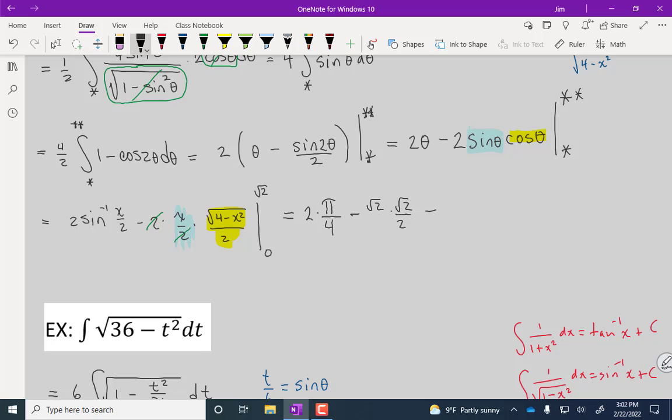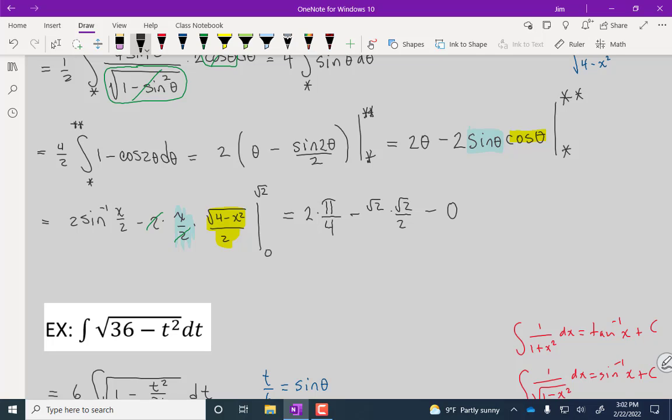And then how about inverse sine of 0? The angle on the right, so inverse sine is always on the right. The angle on the right with the sine of 0 is 0 radians. No rotation. So that's 0.